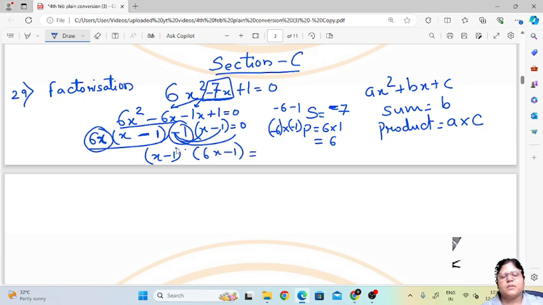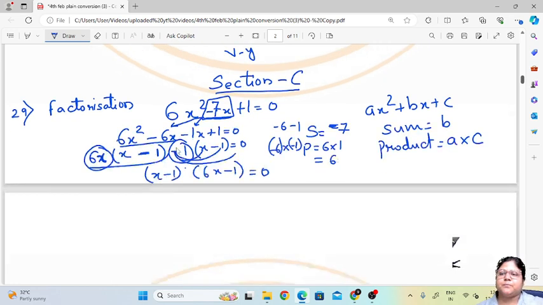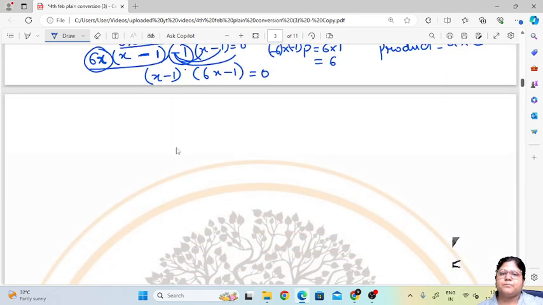So this is your value. Now they are asking to find the roots, that means we have to find the value of x. So one time I will equate x minus 1 equals to 0. That means I am taking this on the other side. So that is why x minus 1 equals to 0.